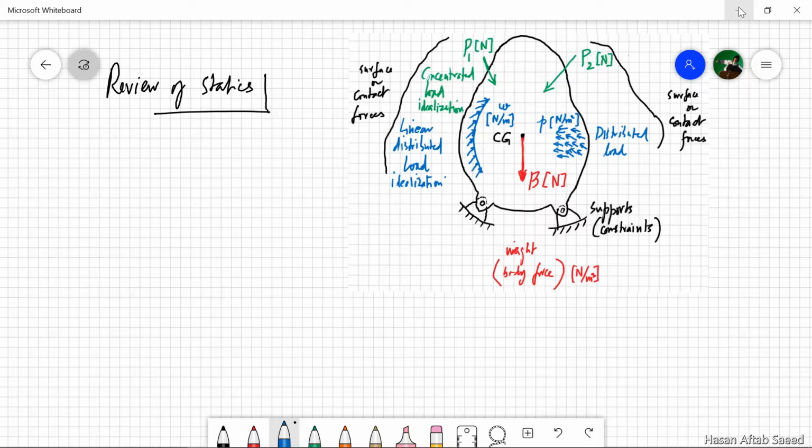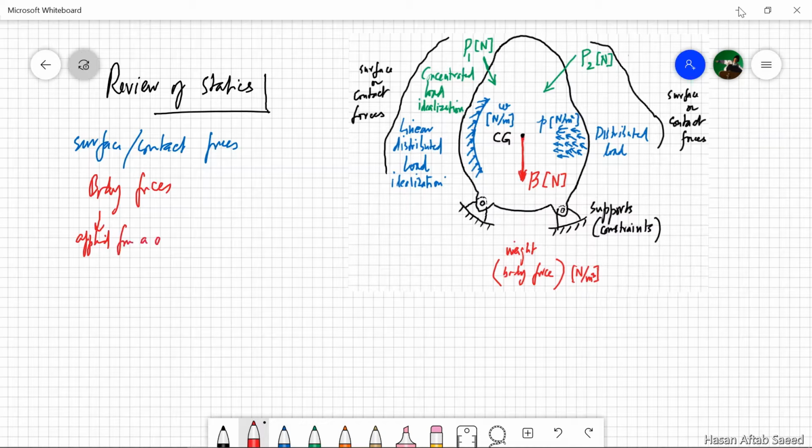All structures are subjected to external loads and are supported at the supports. External loads are categorized as surface or contact forces and body forces. The body forces are applied from a distance and they act on the volume of the body and are therefore expressed in Newton per cubic meters or Newton per cubic millimeter, as the case may be.